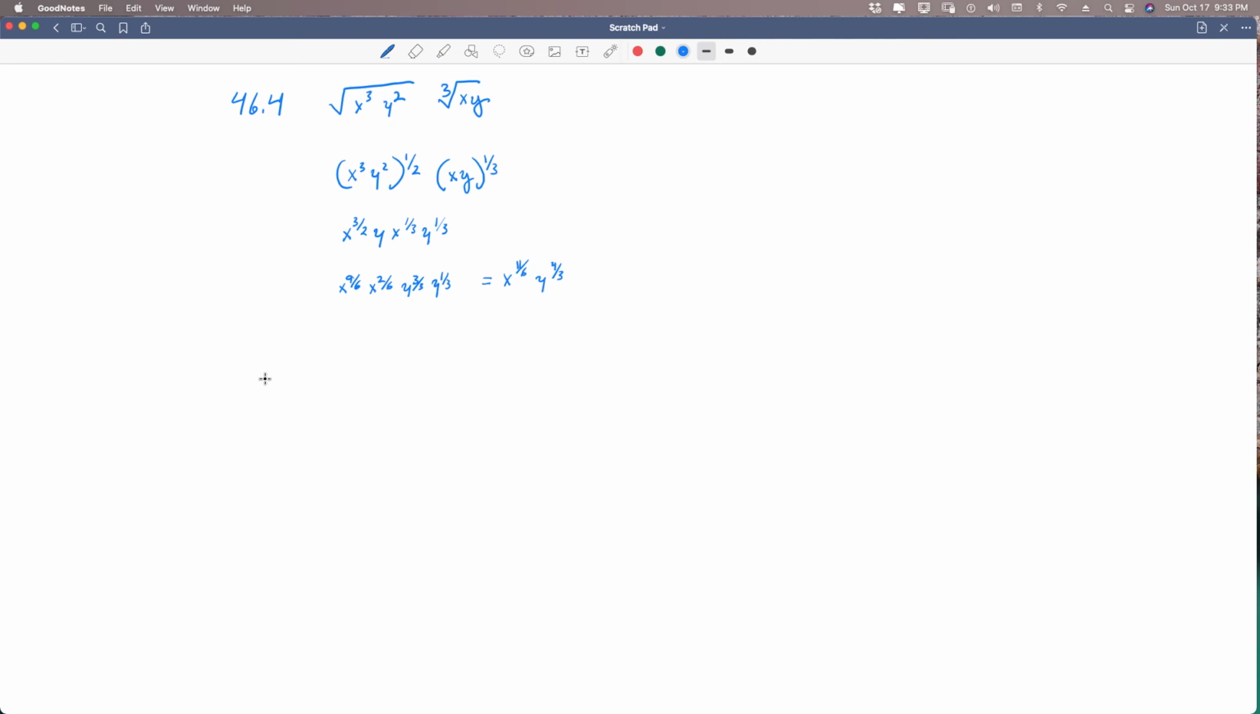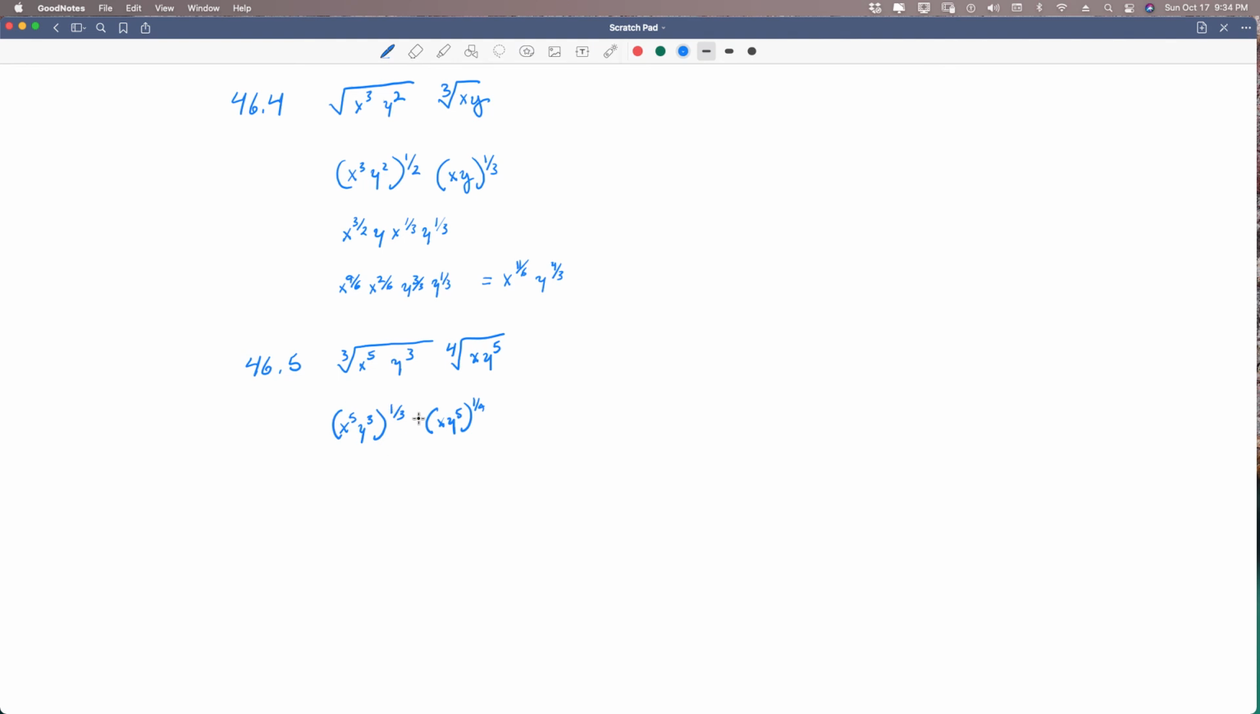Let's do example 46.5. And we have the cube root of x to the power of 5, times y to the power of 3, times the 4th root of x, y to the 5th power. So the first thing we're going to do is put these in parentheses and give it that index of 1/3. That's our exponent of 1/3. And then we're going to do the same thing here. We're going to put this in parentheses, x, y to the 5th, and we're going to give it that index of 1/4. That's our exponent.